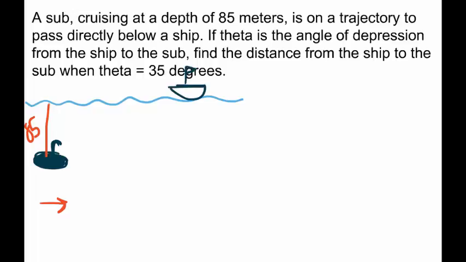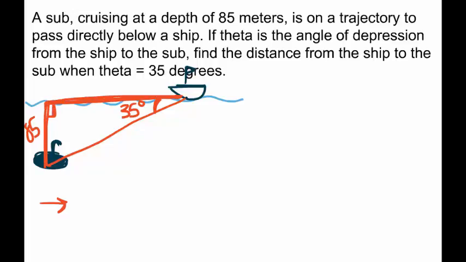If theta is the angle of depression from the ship to the sub, and remember, angle of depression has to be attached to ground level, in this case, that's the water. Find the distance from the ship to the sub when theta is 35 degrees. Okay, so I got 35 degrees, and I can kind of see where this triangle is going to be made out. One thing I know, it's a right triangle. I'm going to go straight down to find the depth.